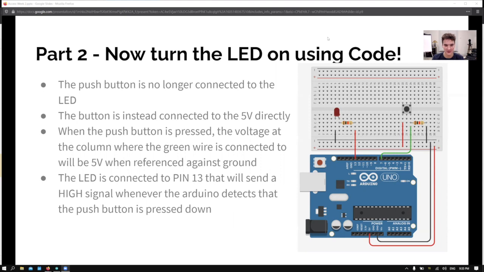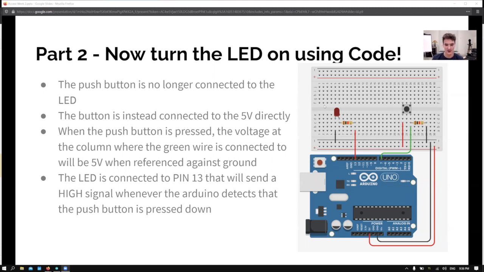Okay, so first we're going to talk about turning on the LED using code. As you can see in the diagram to the right, the push button is no longer connected to the LED directly. Instead, it is connected to the 5-volt directly. So when we push the push button, the voltage at the column where the green wire is connected will be 5 volts when referenced against ground.